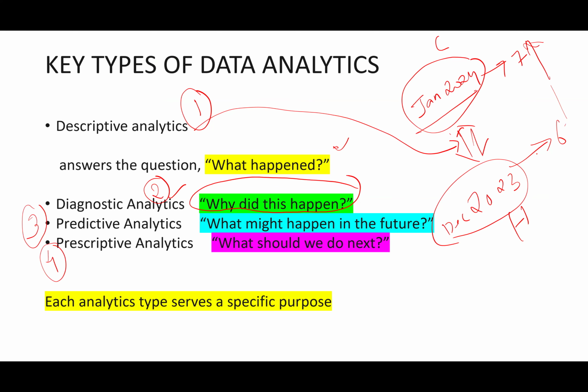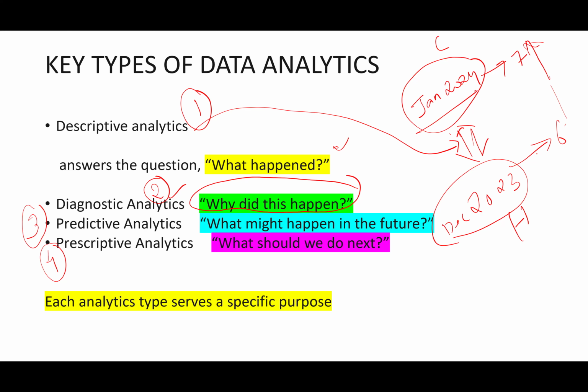One is descriptive analytics, which will describe the event, what has happened. The earthquake has happened, and the Richter scale is 7, but it won't explain why it has happened. Why the earthquake has happened, it won't explain. Who will explain? Diagnostic analytics.